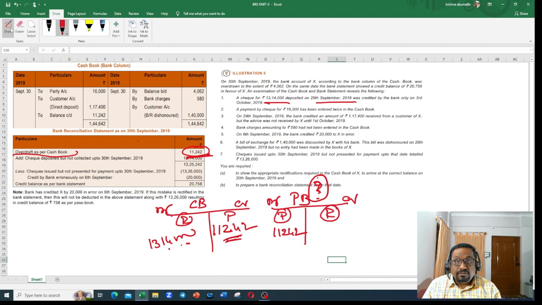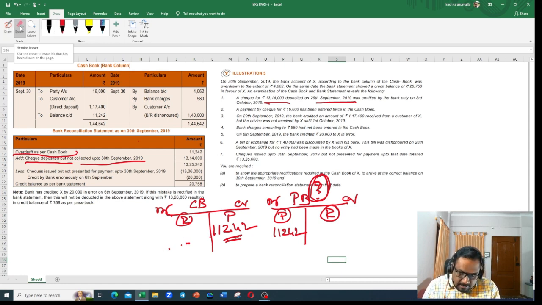You have to check the question mark balance. Since this has come down, this would have to be increased. So the question mark balance is increased. So you have to add checks deposited but not collected up to 30th September, 13 lakhs 14,000. Very simple. Now, next point, we'll delete this. The 13 lakh 14,000 job is over. We will go ahead with the same figures now.